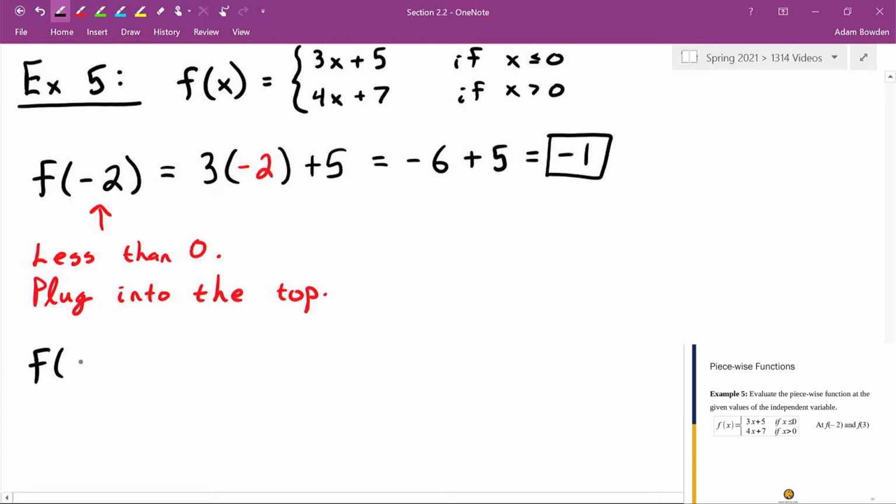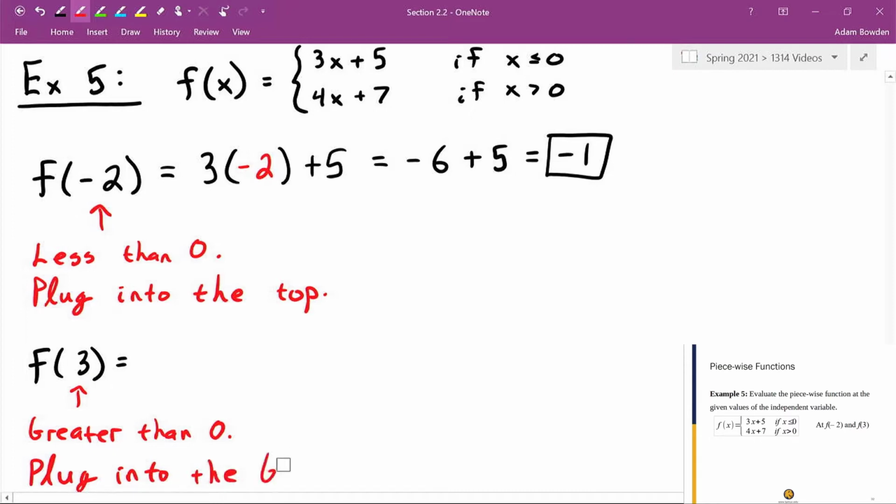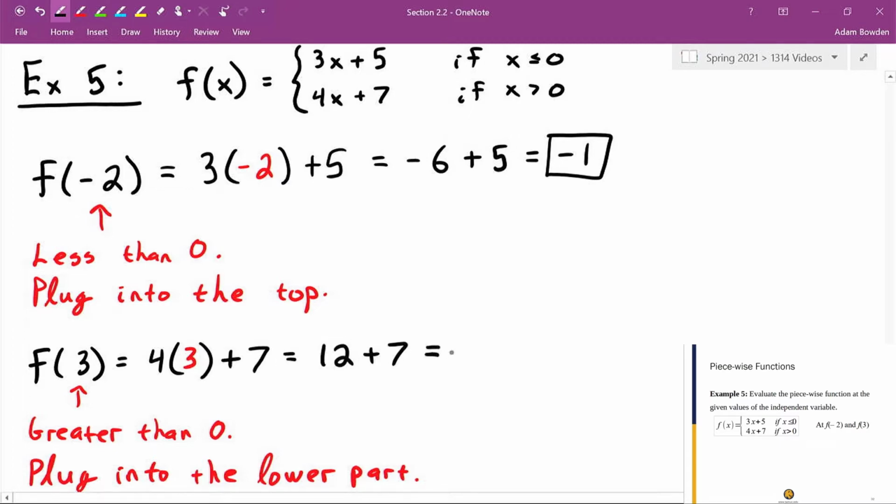For f of 3, we notice that we have the number 3 here for x, and that's greater than 0. So what it tells us to do if x is greater than 0 is to plug into the other part of the function. Plug into the bottom part of the function, the lower part of the function. So it would plug into the 4 times 3 plus 7. That'd be 12 plus 7, or 19.